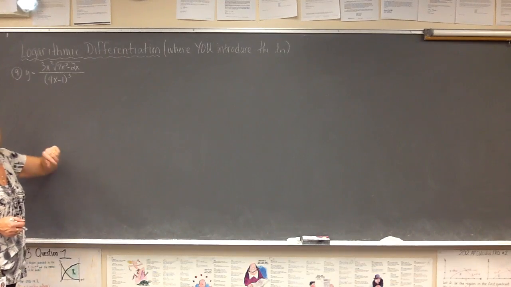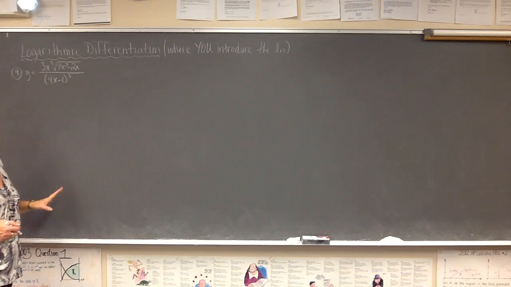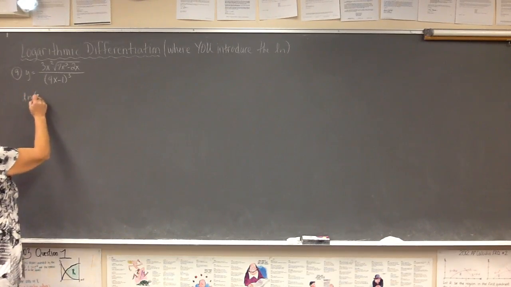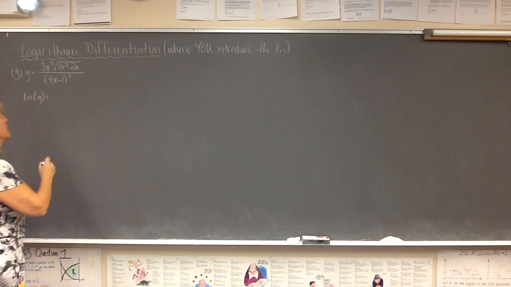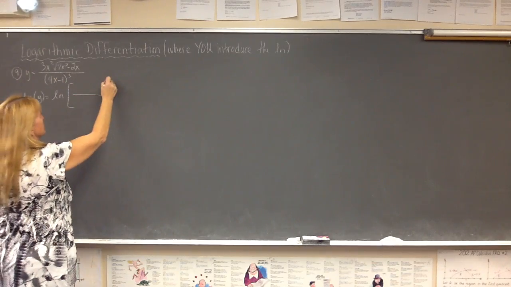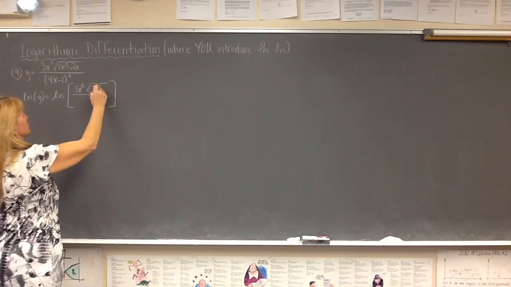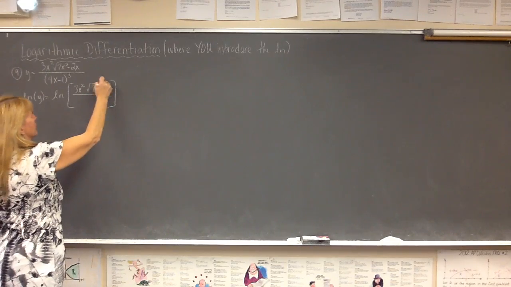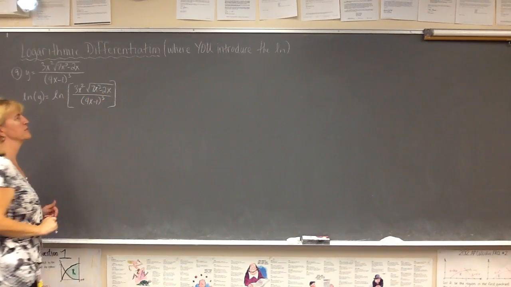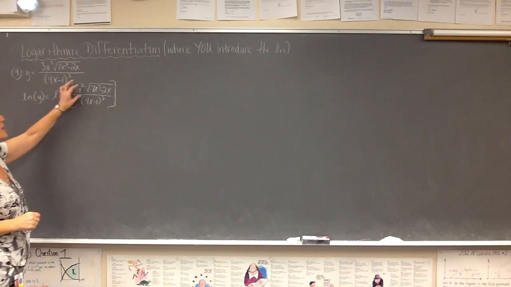Logarithmic differentiation is when you introduce the natural log. Notice there's no natural log in this problem at all. So I'm going to introduce a natural log. This is going to say natural log of y is equal to the natural log of this whole stuff, this big mess up here: 3x squared times the square root of 7x cubed minus 2x all over the quantity of 4x minus 1 cubed.